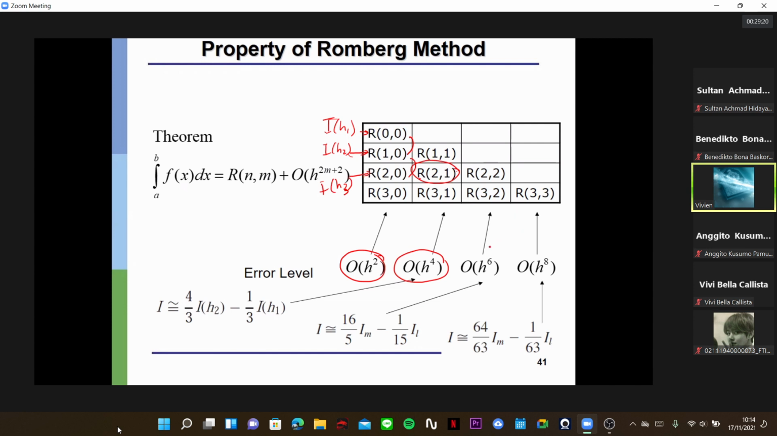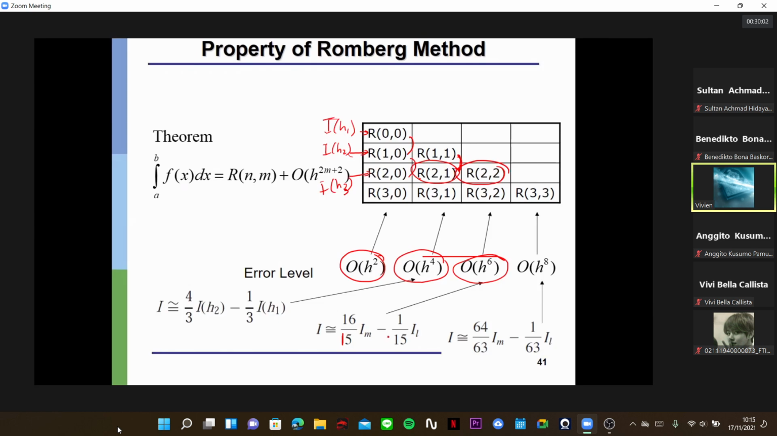If we want to increase further to 6th order accuracy, we combine the values R21 and R11. Now, how to combine that? Because now we want to get to a higher order, not the same as the fourth order, so the equation will be different. When we calculate R22, this is a correction: this should be 16 over 15. Please correct that, as well as in the book. So this should be 16 over 15 IM minus 1 over 15 IL.